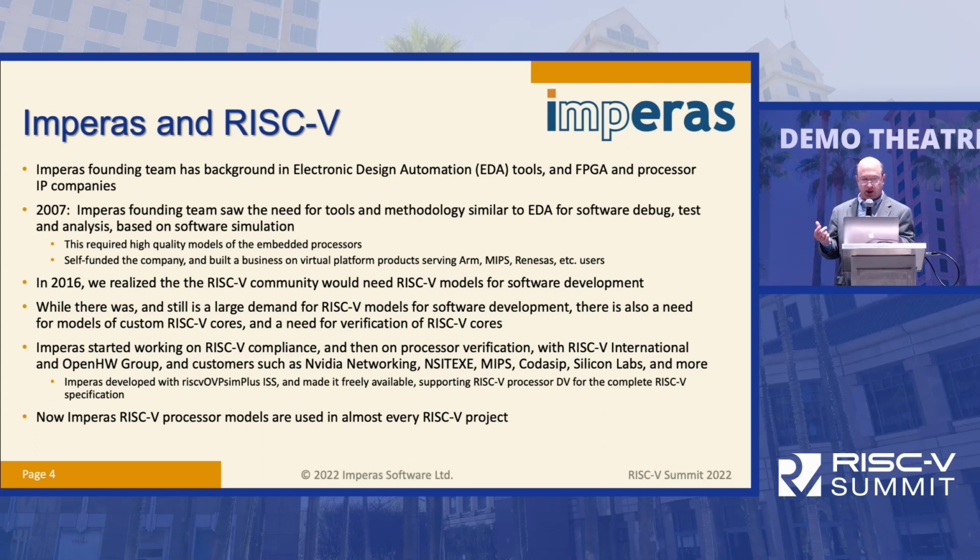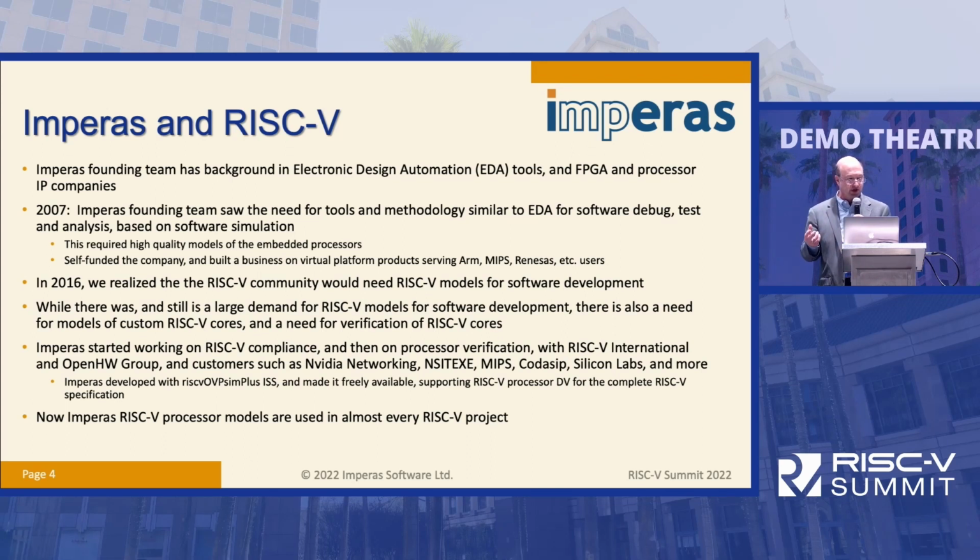In 2016, we realized that the RISC-V community would need RISC-V models for software development. And there was and still is actually a very large demand for RISC-V models for software development. But there's also a need of models of custom RISC-V cores and a need for verification of those cores. And so Imperas started working actually first on compliance and then on processor verification with RISC-V International, with the Open Hardware Group, and with customers such as NVIDIA Networking, NSI Techs, MIPS, Codasip, Silicon Labs, and more.